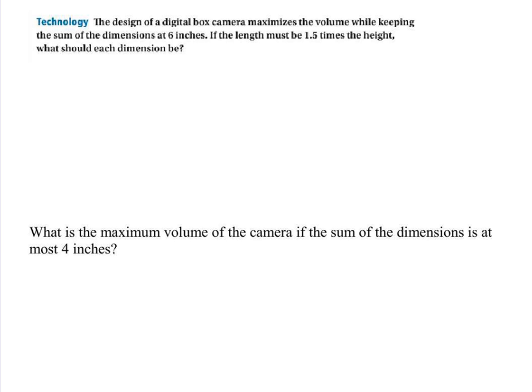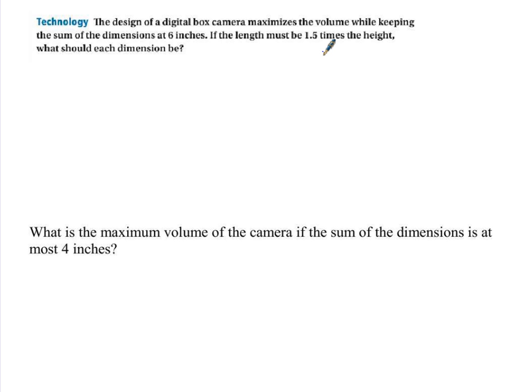Okay, last thing in this section. The design of a digital box camera maximizes the volume. So we're talking about a box and maximum volume. This should sound kind of familiar to you guys. While keeping the sum of the dimensions at 6 inches. If the length must be 1.5 times the height, so for whatever reason, the design of this box says that the length has to be 1.5 times more than the height, what should each dimension be? We want a maximum volume with the sum of the dimensions of 6 inches, and the length must be 1.5 times the height. Well, it's going to be kind of hard to picture this unless I do what?